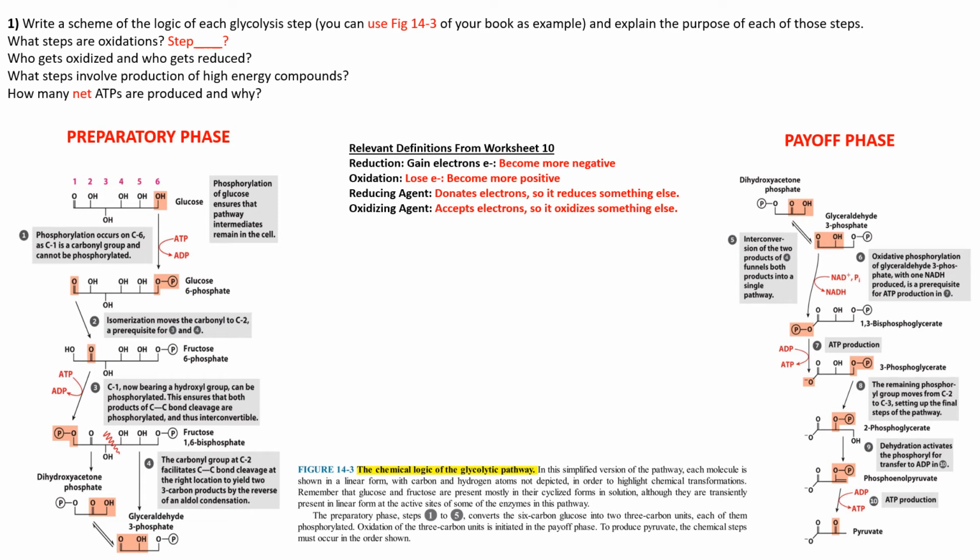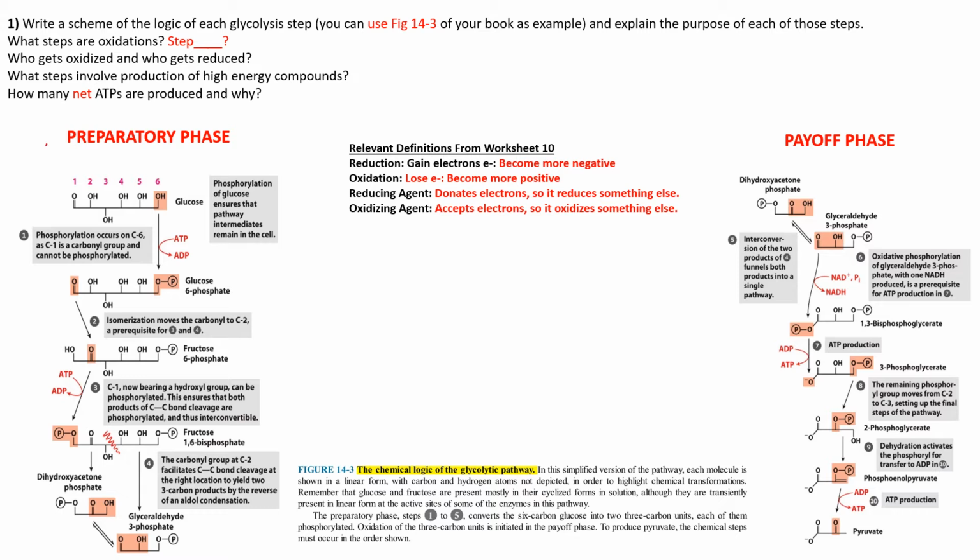Question 1. Write a scheme of the logic of each glycolysis step. You can use figure 14-3 of your book as an example and explain the purpose of each of those steps. So this is figure 14-3. It's actually one page, but it didn't fit on here, so I divided it here on the left.